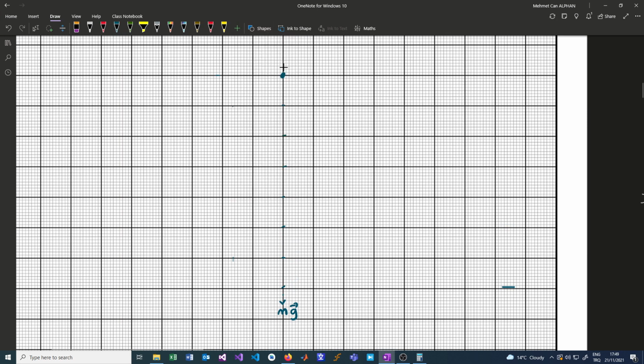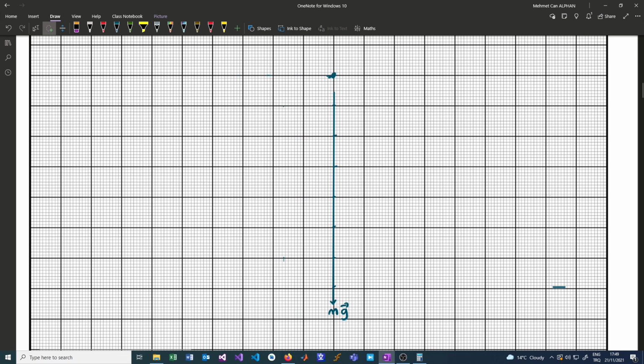And you may use rulers for drawing a straight line. So I'm gonna use the drawing tool in here. I'm lucky using OneNote, but on paper you can use the ruler. It will be much easier to draw at one time. Yes, that will be my vector. Okay, we draw a straight vector for the mg.